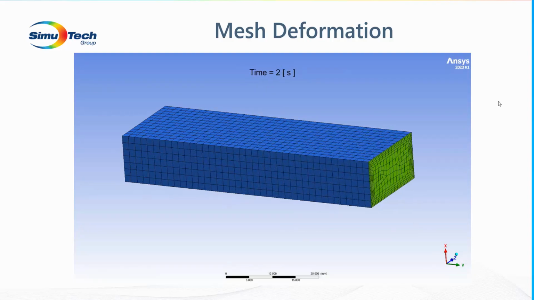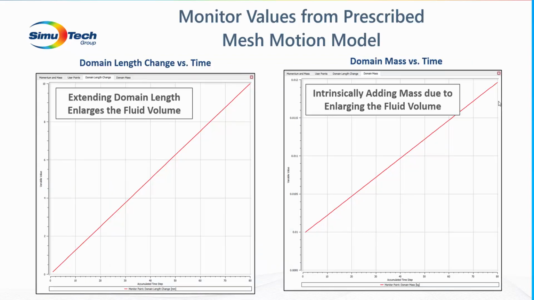elements in between. What I thought was really interesting about this case is that these are monitor values from this prescribed mesh motion model. On the left, we're plotting the domain length change versus time, and on the right, the domain mass versus time. And what's really interesting is that, of course, as we're adding length, we're also enlarging the fluid volume. But by enlarging that fluid volume, we're intrinsically adding mass to our fluid domain. There aren't any inlets or outlets. Just by expanding the volume for this constant density fluid, we're adding mass to our system.